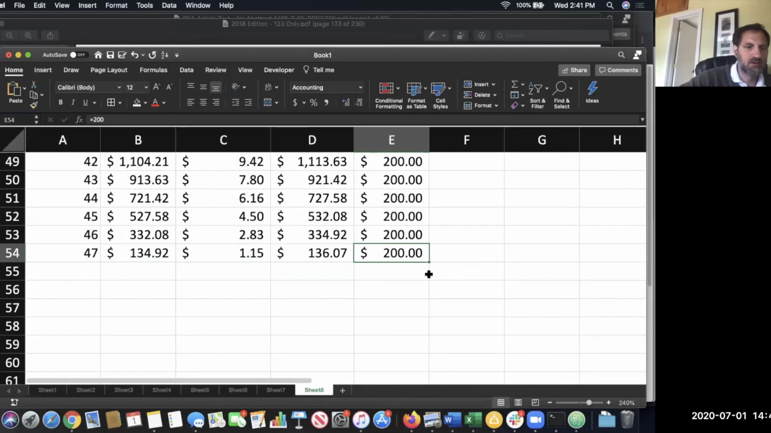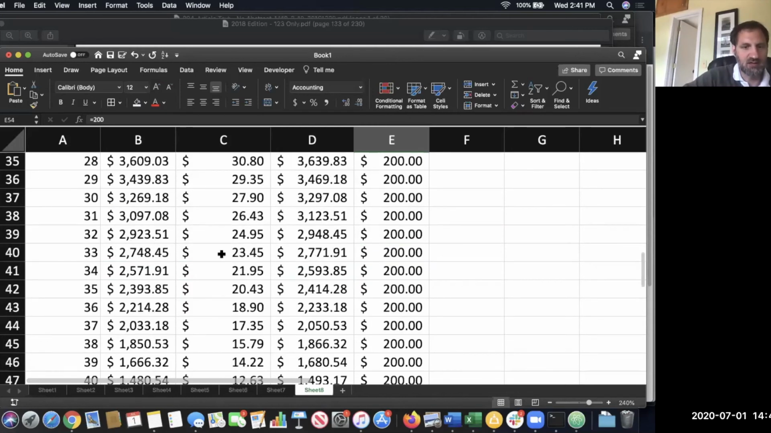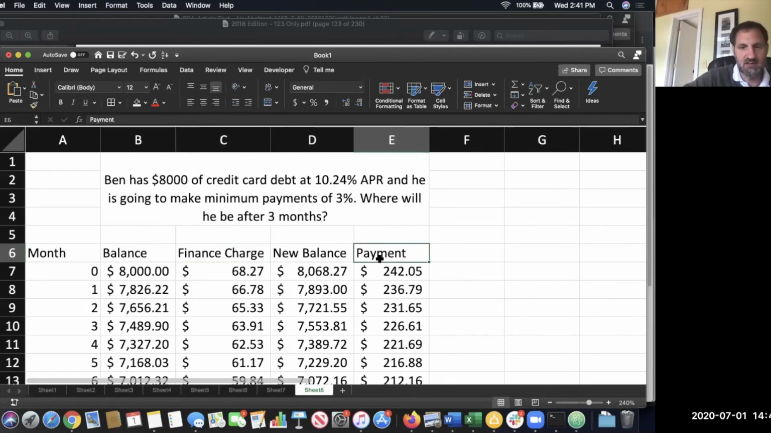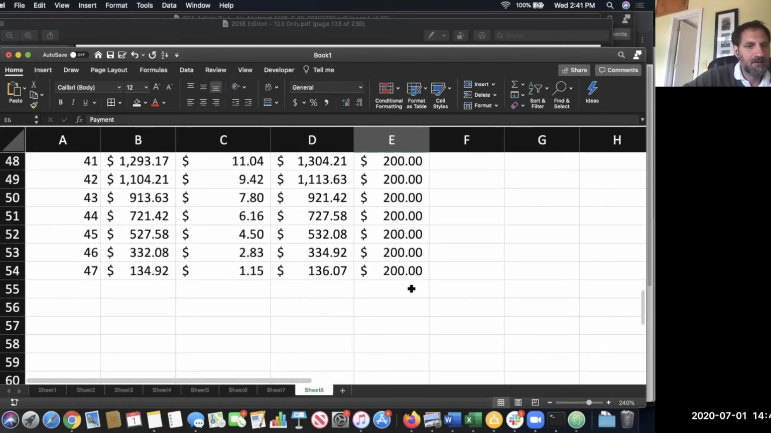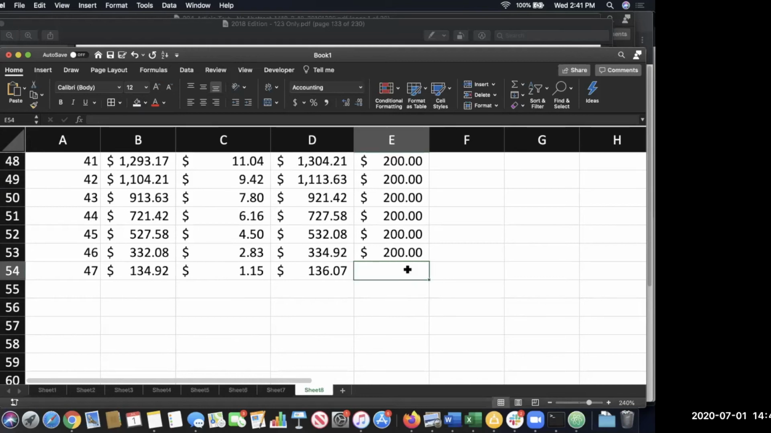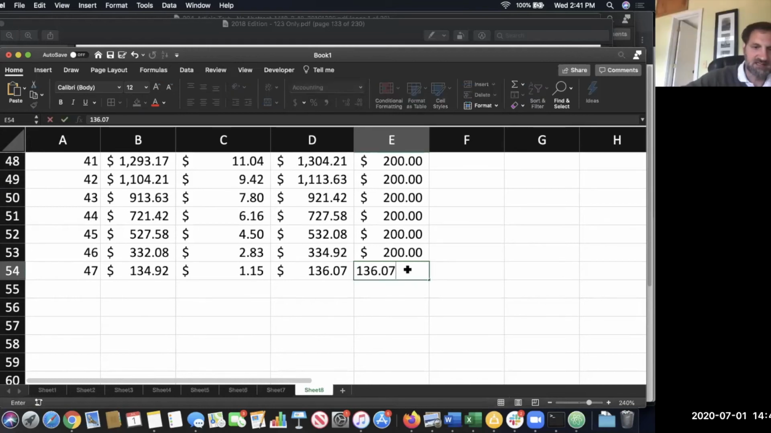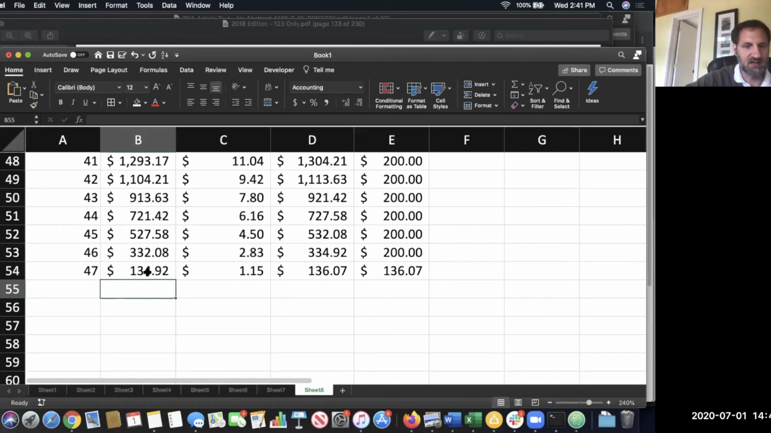How much do I owe? I mean, unless I want to give the bank some of my money for free. What's left on my balance according to this line? Remember, this column is the balance. This column is the finance charge, then the new balance. So what's my last payment need to be? $136.07. Right, because that's the balance plus the last little finance charge. So when I pay this, then my next row will be 0 and I'm done.